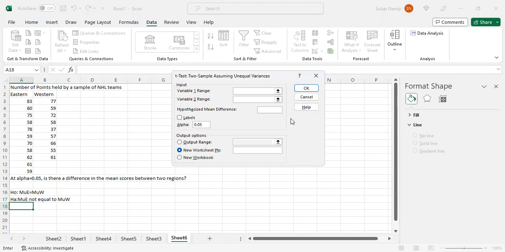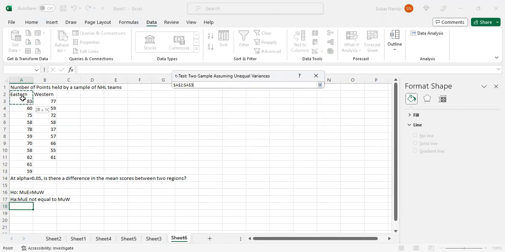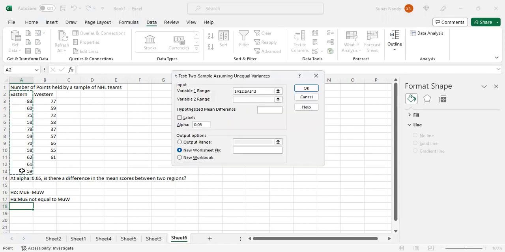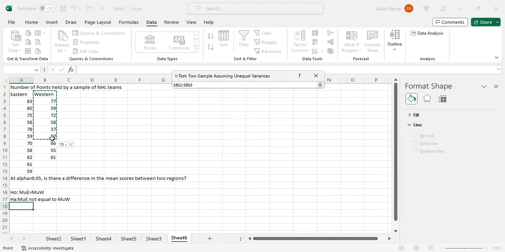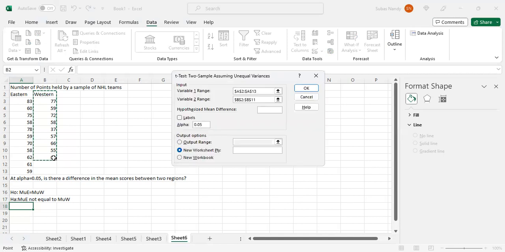Now it will ask for variable 1, which is my Eastern Conference. So I will highlight from cell A2, column A, row 2, through column A, row 13. A2 through A13 is the variable 1 range. Next, it will ask me for the variable 2 range, which is the Western Conference. So I will highlight from B2 through B11, column B, row 2 through column B, row 11. Notice the sample size of the Eastern Conference is not equal to the sample size of the Western Conference. That's fine.